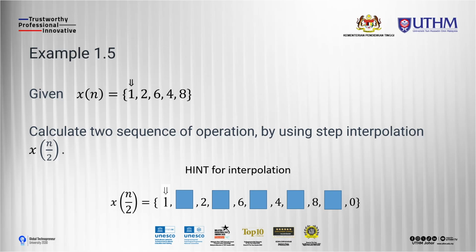Example 1.5, given x[n] equal to 1, 2, 6, 4, 8 and the origin at the value of 1. Calculate the two sequences of operations by using step interpolation x[n/2]. So these are the hints of the operations. You have 1, then interpolation, 2 interpolation, then 6 interpolation, 4 interpolation, then 8 interpolation, then 0. So what is the value of this one?